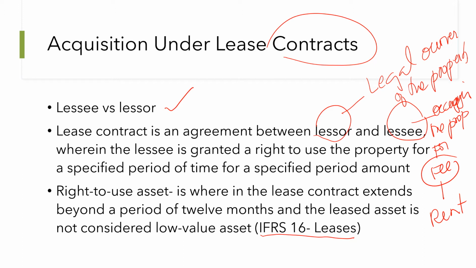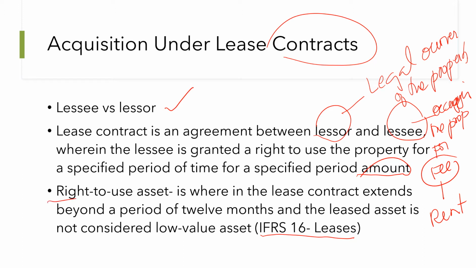Ayan, so a lease contract is an agreement between lessor and lessee wherein the lessee is granted a right to use the property for a specified period of time for a specified amount. Yun nga yung sabi ko kanina, yung amount, tawag natin dyan is a rent. So under IFRS 16, the title of IFRS 16 is Leases.